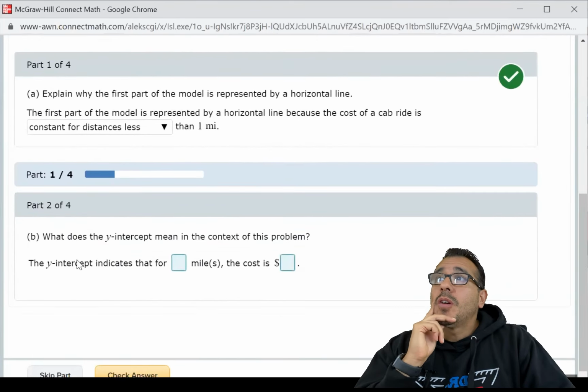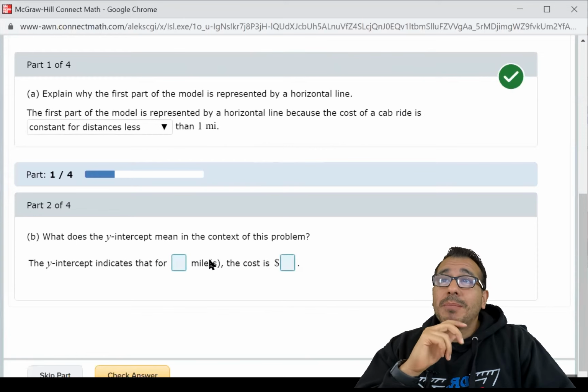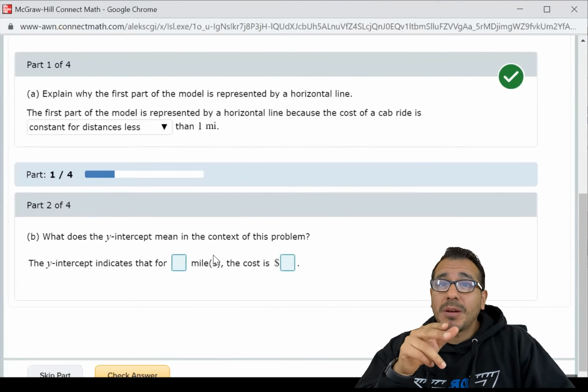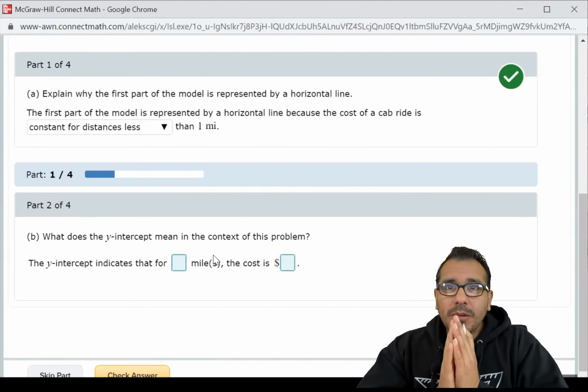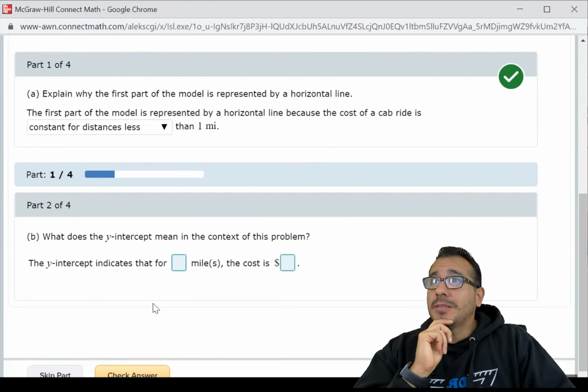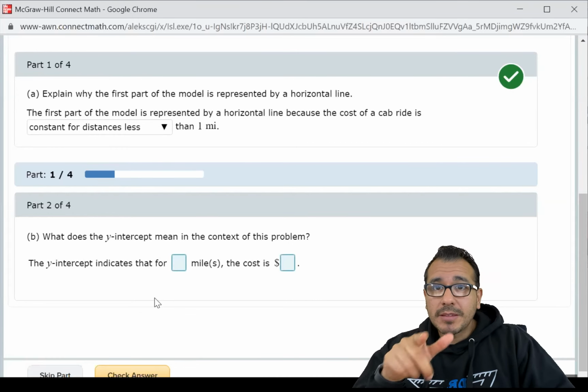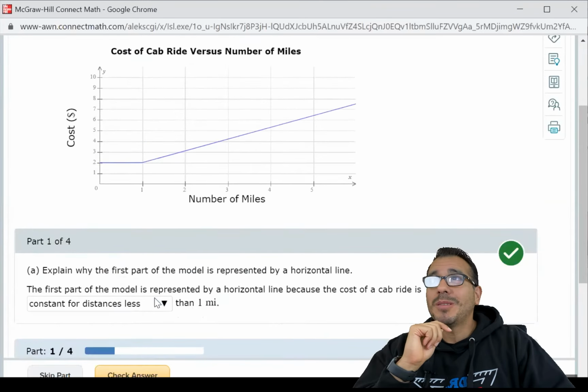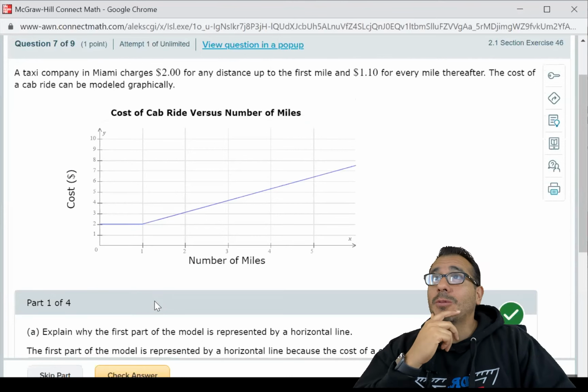All right, part two. What does the y-intercept mean for the context of this problem, right? Because word problems, people are always like, oh man, they just check out when it comes to the word problems, right? Make sure you smash that like button if that's you. You check out for word problems. You're like, man, I'm not having anything to do with word problems.